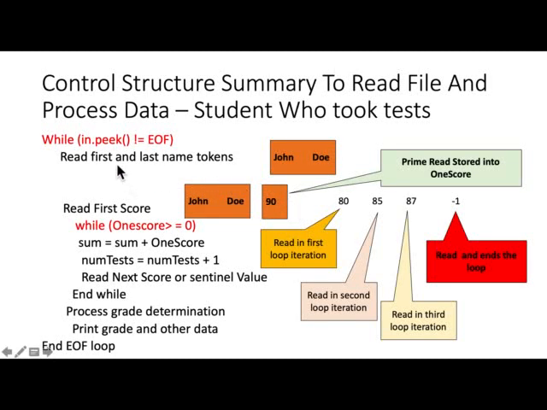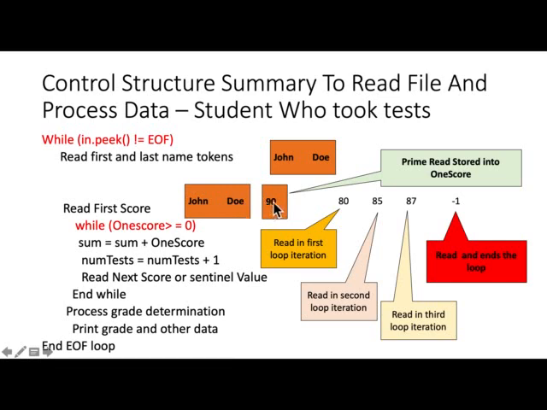So first we'll read first and last name tokens. So John and Doe will be read, and preferably they will be put into two different memory locations. And that would be used to say hello to them or print them in any shape or form.